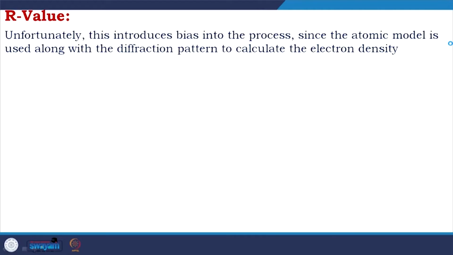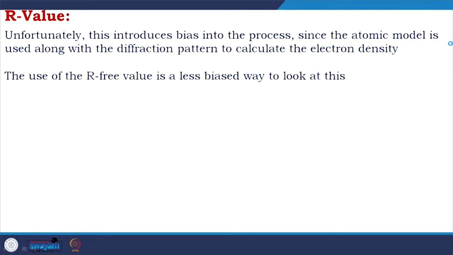When we do that, unfortunately this introduces bias into the process, since the atomic model is used along with the diffraction pattern to calculate the electron density. So, we get the information. So, in time of improvement a bias is included which affects the checking of the data further, validating the data. The use of the R free.